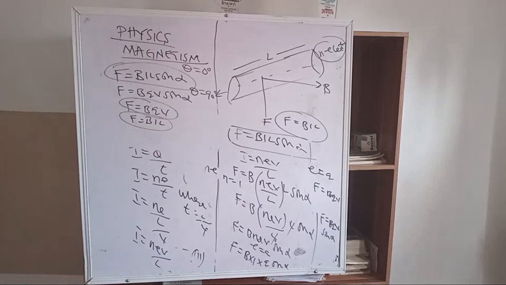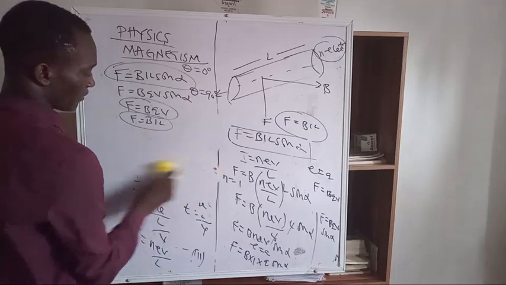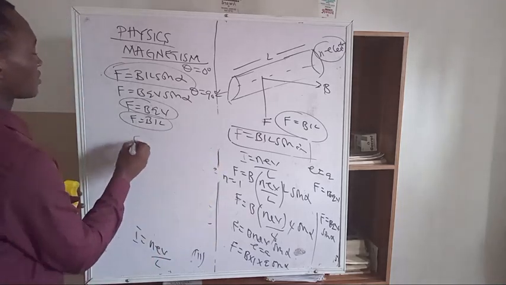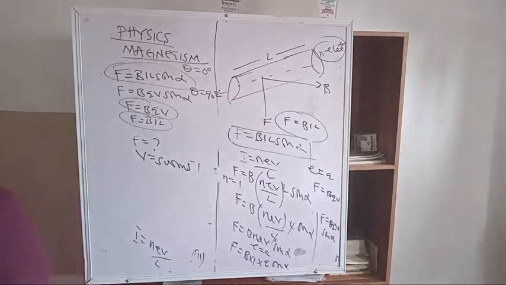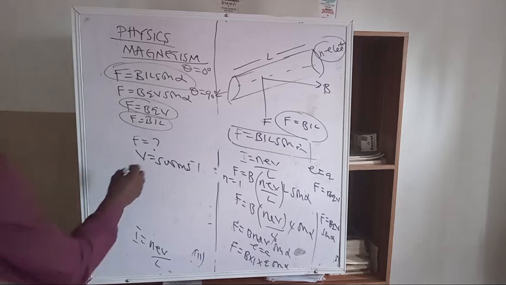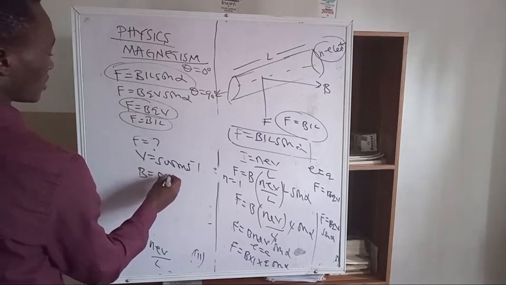So let's take a question and see how to calculate the force in a magnet. Calculate the magnetic force experienced by an electron moving with a speed of 500 meters per second. In that question, they say to calculate for the force when the speed is 500. So force is unknown, then speed is equal to 500 meters per second. So you note it down. When it enters into a magnetic field of strength 0.2 Tesla, the magnetic field intensity in that place is 0.2 Tesla.